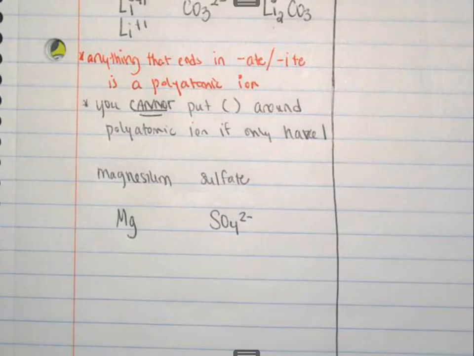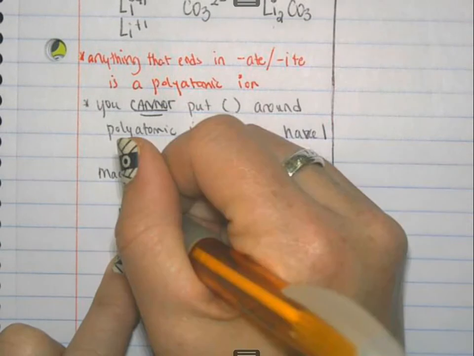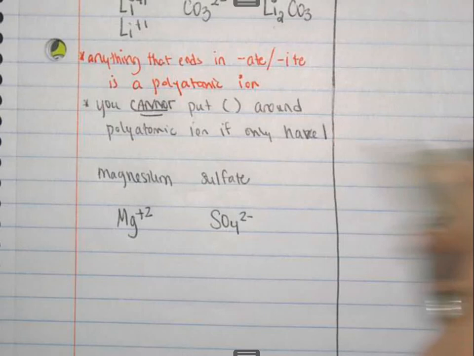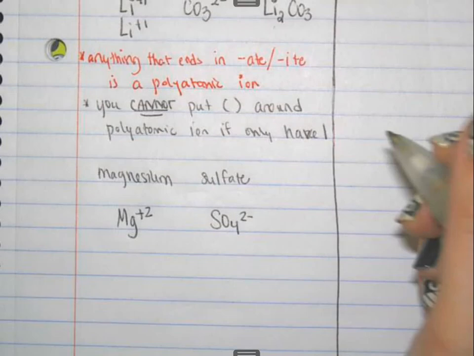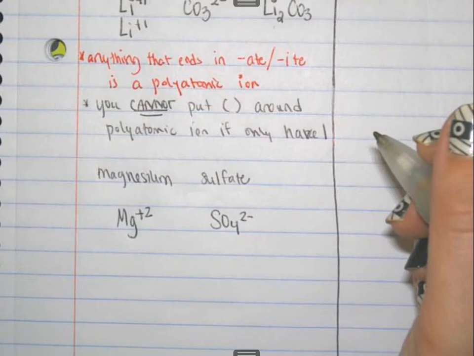Alright, what is magnesium's charge going to be? +2. I get that like we did before. I look at the periodic table. I see that it's in column 2. It means it's got 2 valence electrons. It's a metal. It's going to lose them because we know that metals lose electrons.